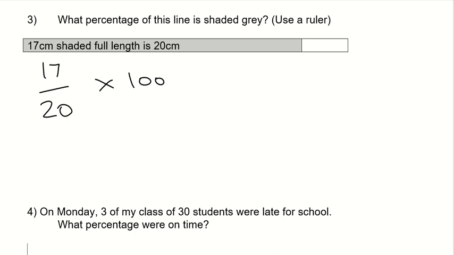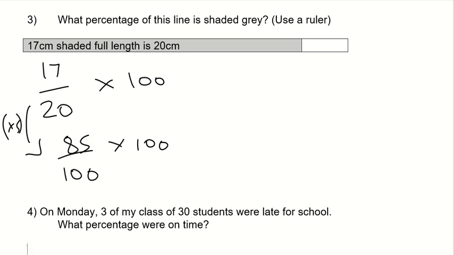So again, I can use my facts of multiplying this by 5 to get 100 as the denominator. 17 times 5 would be 85, and therefore these two cancel each other out, and it's going to give me 85%.